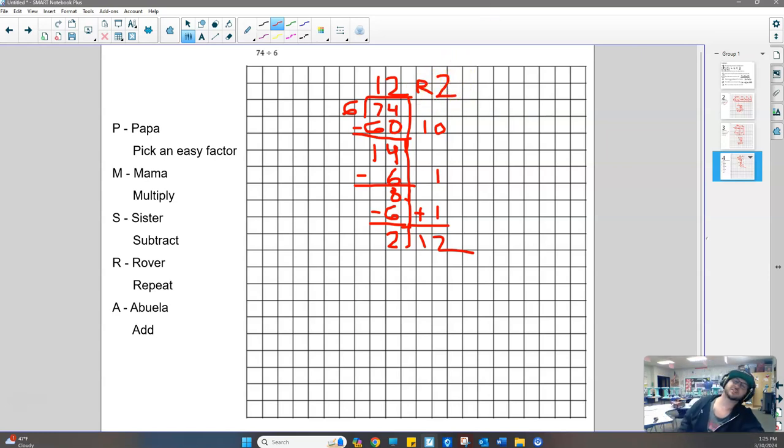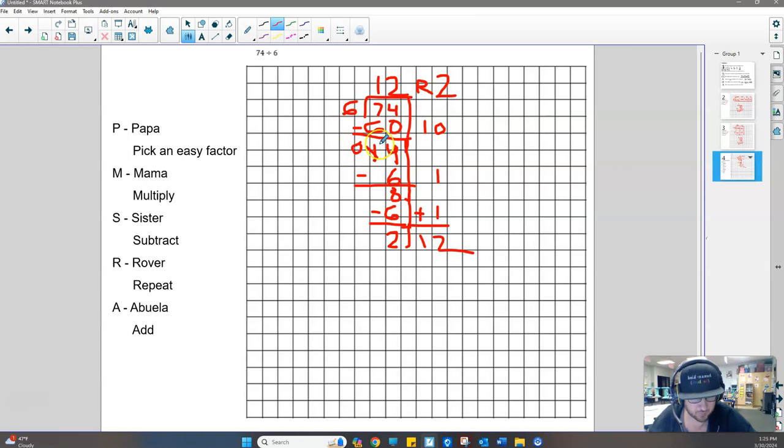A couple of things to just be careful about. Here, I regrouped because I can't do 4 take away 6. A lot of times we get lost in that subtraction. We're so focused on the division that we don't follow those steps on subtraction. Now, technically, what I should have said was 4 subtract 6. I can't.